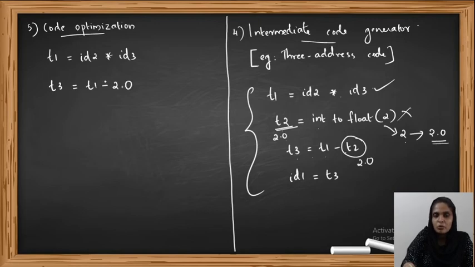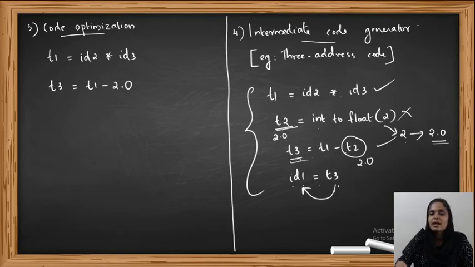I'll do some more modifications here. Right now, just understand that T3 is equal to T1 minus 2.0. Now coming over to the fourth statement. The fourth statement is ID1 is equal to T3. What is T3? T3 was the value obtained here, right? So that value we are assigning to ID1. We are not doing any other operations here. We are just assigning the value T3 to ID1.